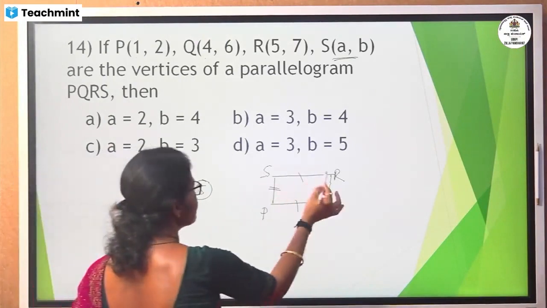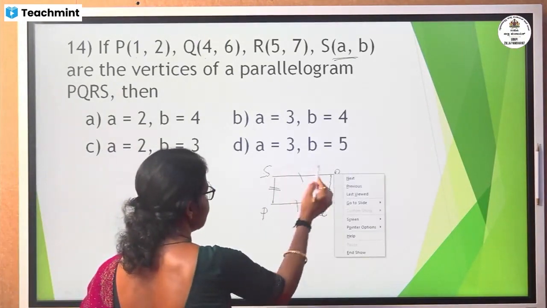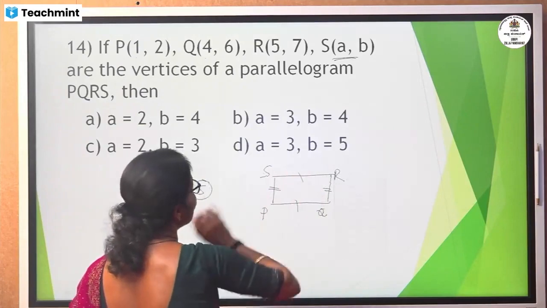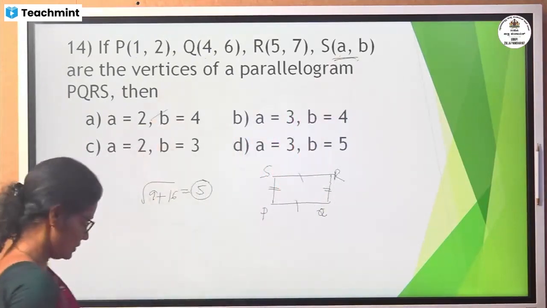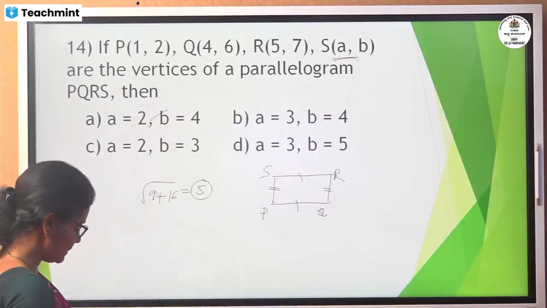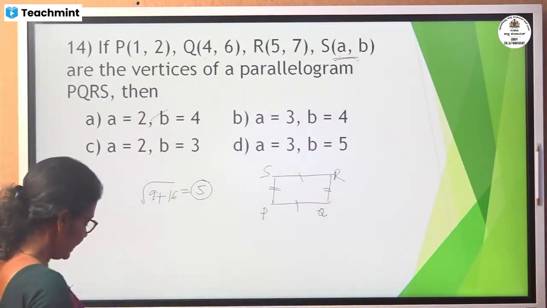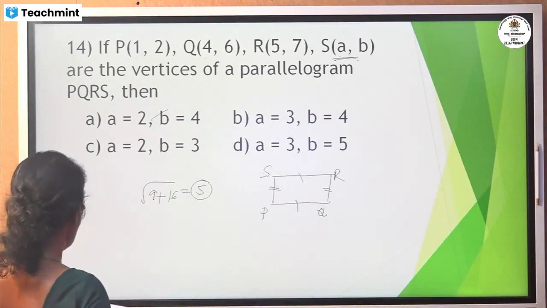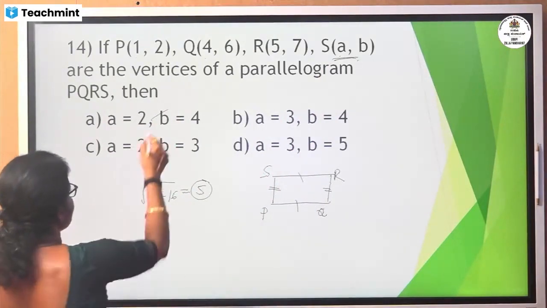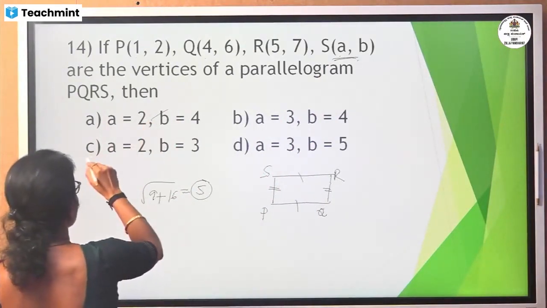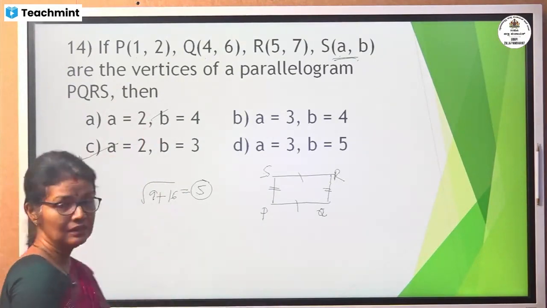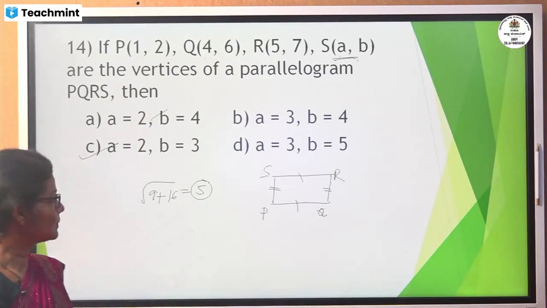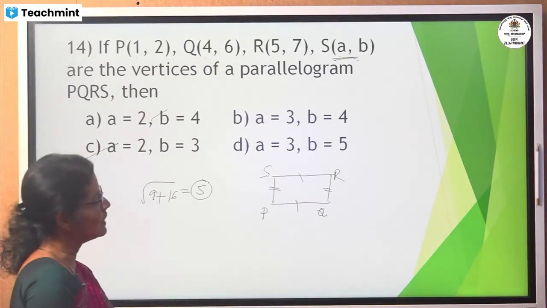So if you use the same result here, the distance of SR should be 5. So replace the A and B values from the options. If you replace A equal to 2 and B equal to 3, the equation will be satisfied. Then we'll get the correct answer, which means opposite sides are equal.